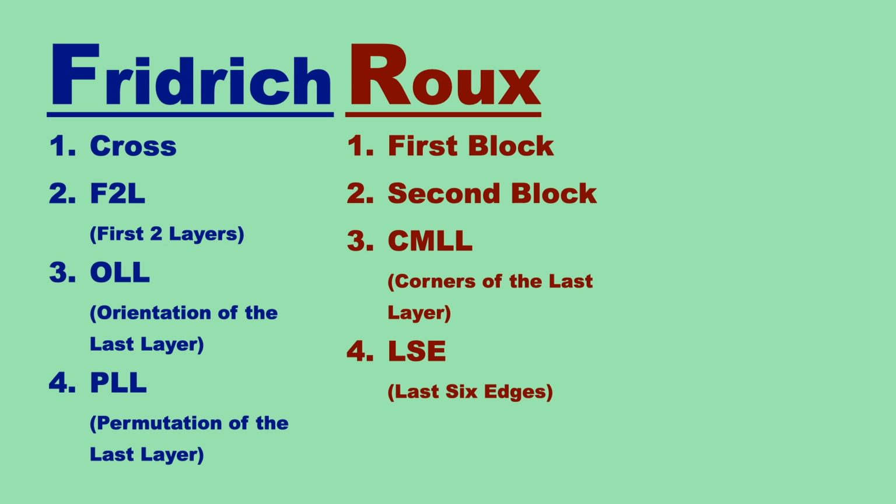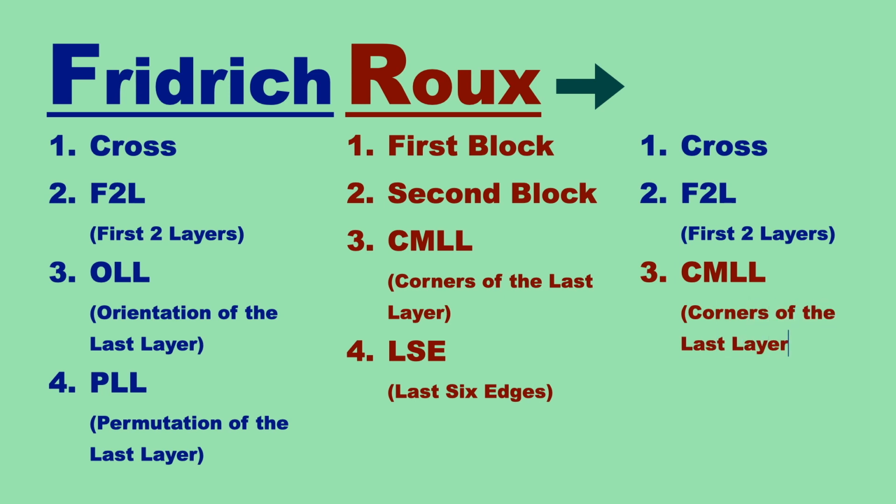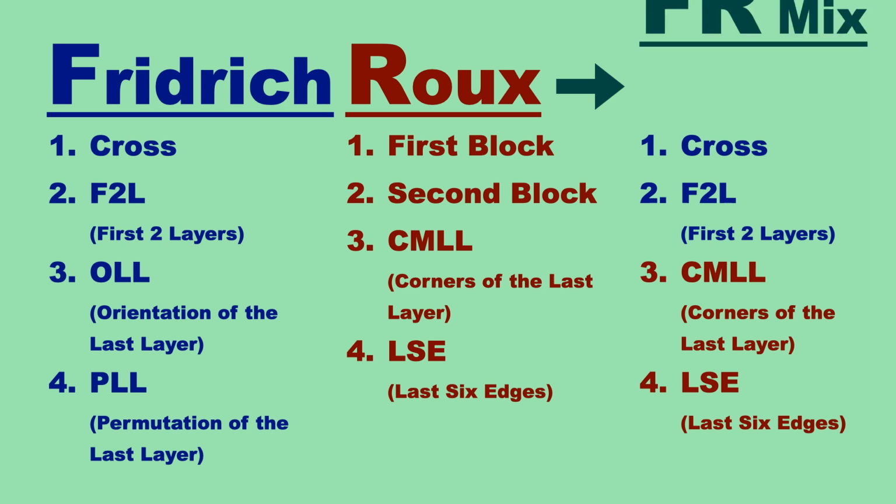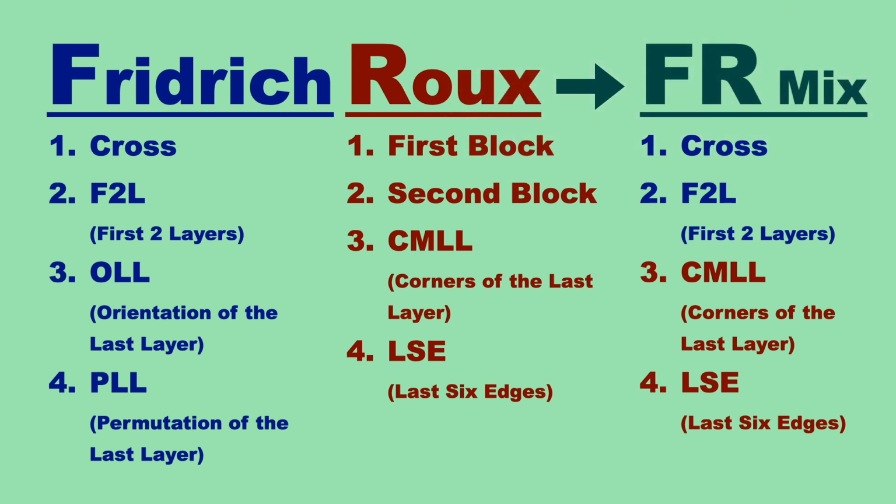Today, we'll solve our puzzle cube by taking the first 2 steps of the Fridrich method, which is cross and F2L, and the last 2 steps of the Roux method, which is CMLL and LSE. For easy reference, let's call this method the FR mix method.